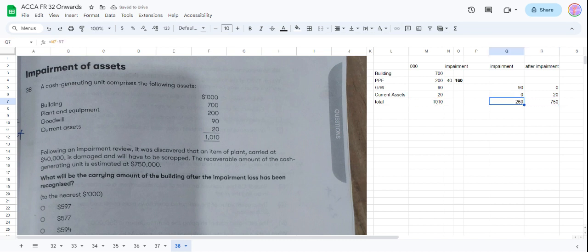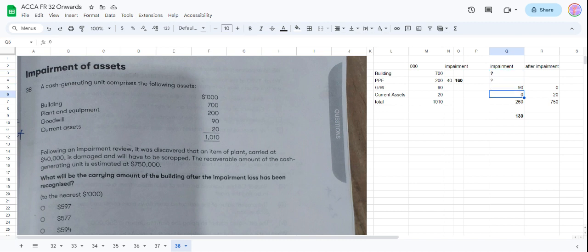So out of this 260, how much have we already allocated? 260 minus 90 minus this 40 also. So the remaining amount that we need to allocate is 130, and this needs to be allocated between building and PP&E. And the question is asking about the building only. We will calculate these two and then we can answer this.